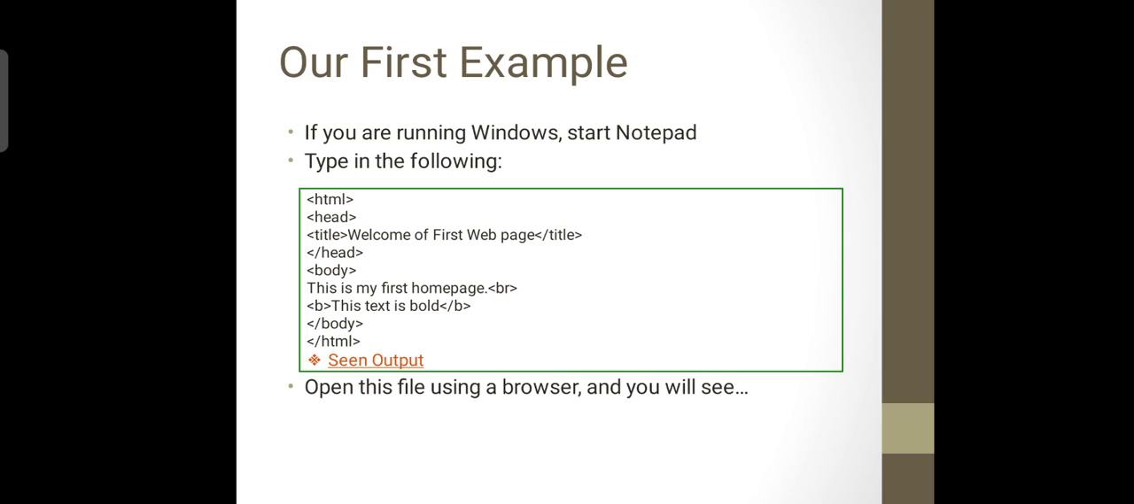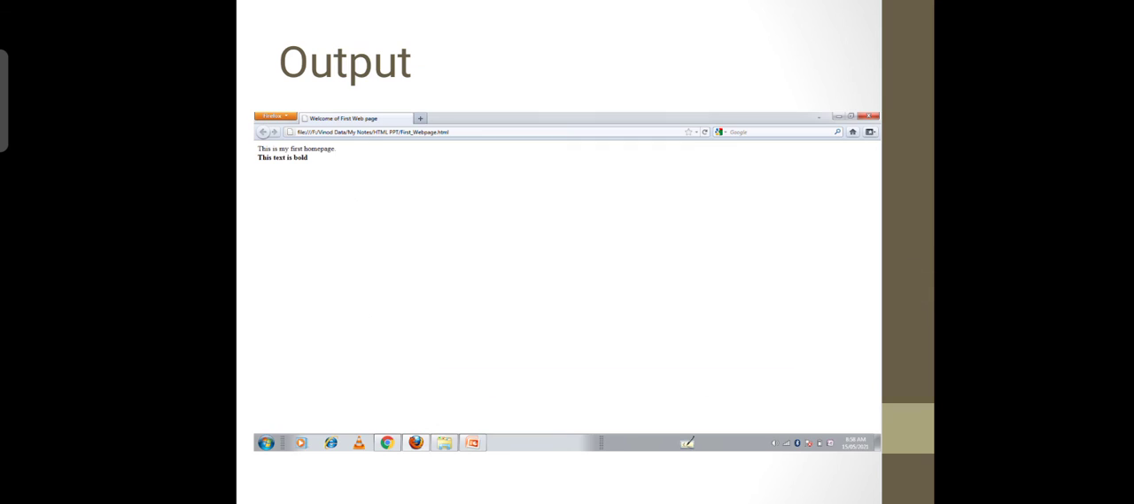Then now you can see the output. This is the output of the page. This is my first home page displayed, and this text is bold. This is the basic structure of HTML, as well as a simple example of an HTML file.